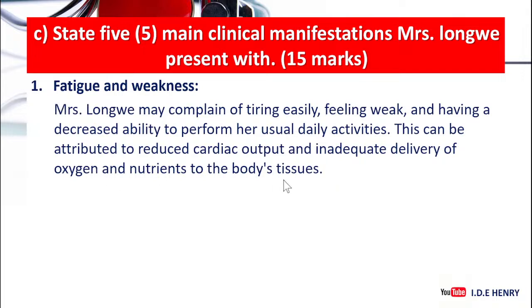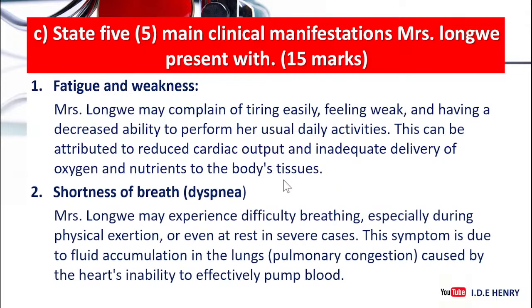Great. So Mrs. Longwe may complain of tiring easily, of which in the stem we saw that she's tiring easily, feeling weak and having a decreased ability to perform her usual daily tasks. Alright? This can be attributed to reduced cardiac output and inadequate delivery of oxygen and nutrients to the body tissues. So when the oxygen is not enough and the glucose or other nutrients is not enough, cellular respiration is not going to effectively take place, and hence there will be body weakness and fatigue.